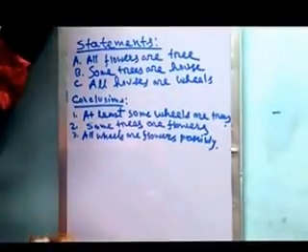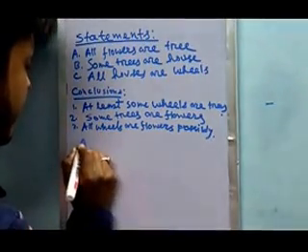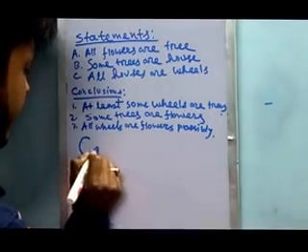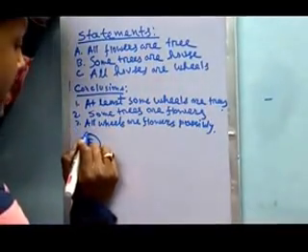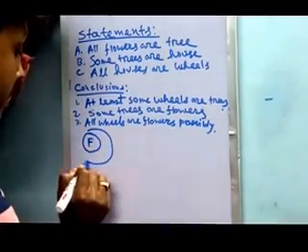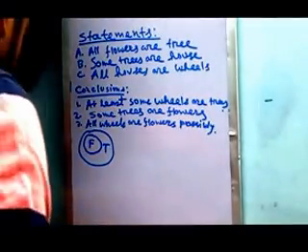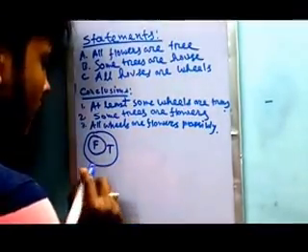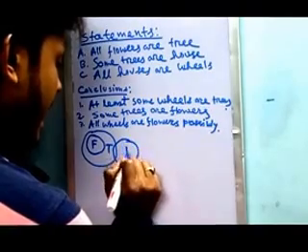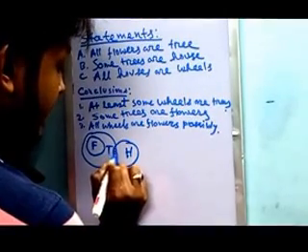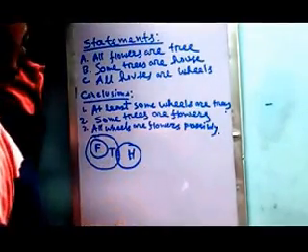So what is statement A? All flowers are trees. This is drawn as flower. So as all flowers are trees, flower will be a part of tree. Some trees are houses. Now some trees are houses. So if this is house, then we see that this part is within tree, and all houses are wheels.